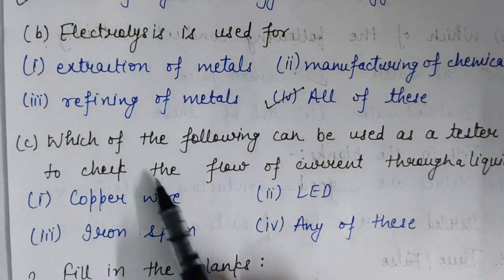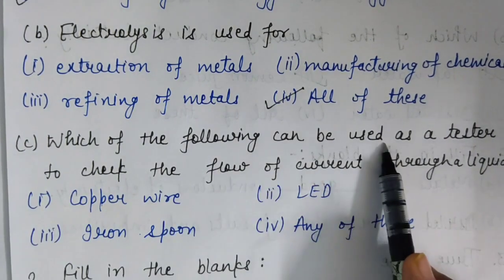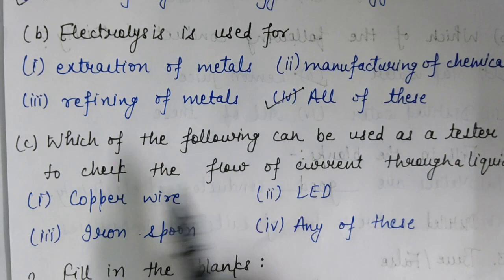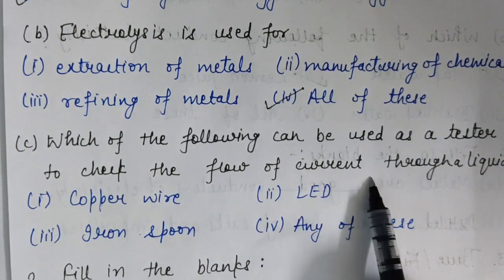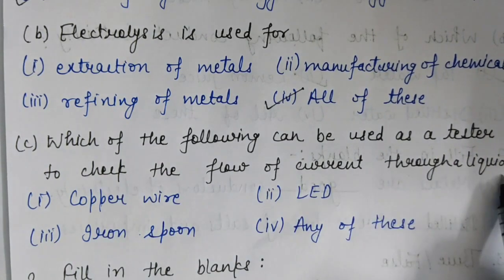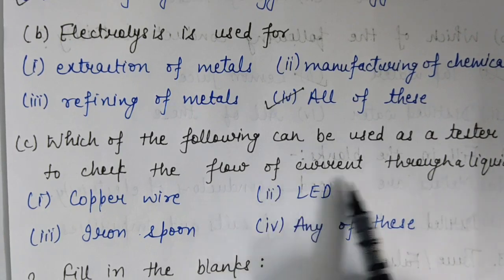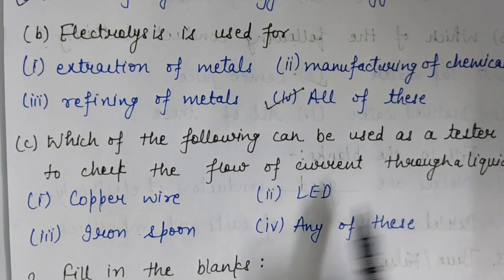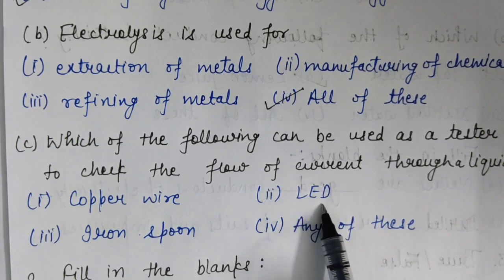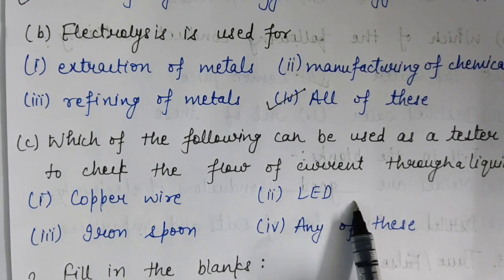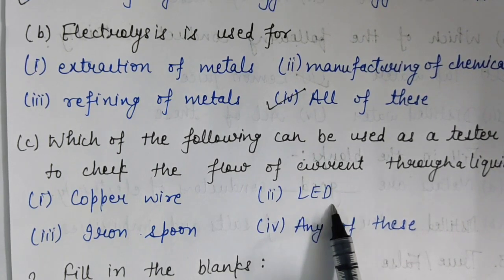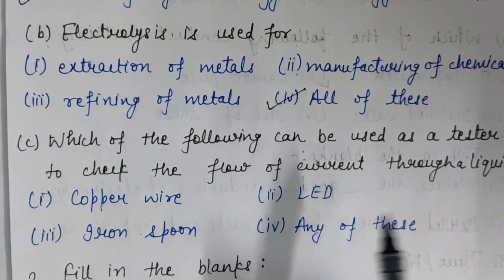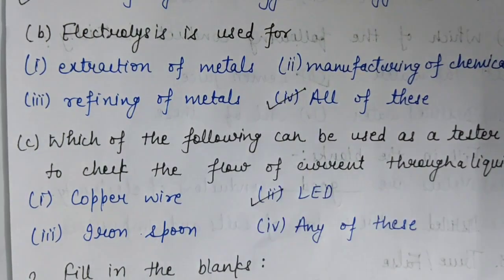C part is, which of the following can be used as a tester to check the flow of current through a liquid? LED. LED can be used to check the flow of current through a liquid. It can detect very weak current also. So the answer is LED.